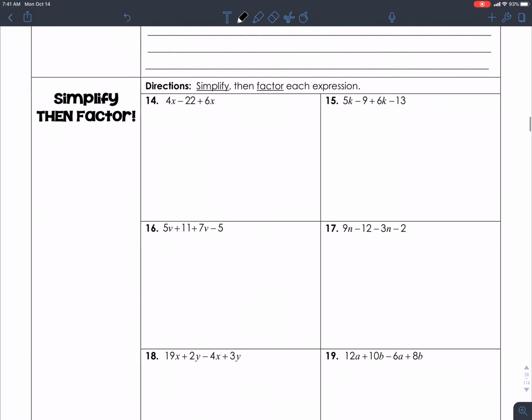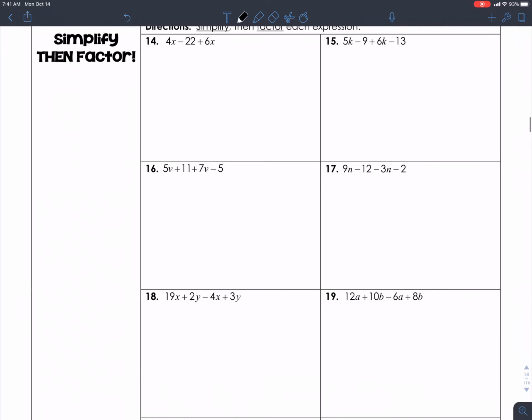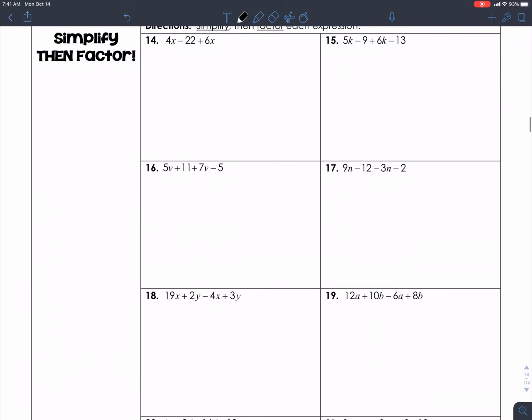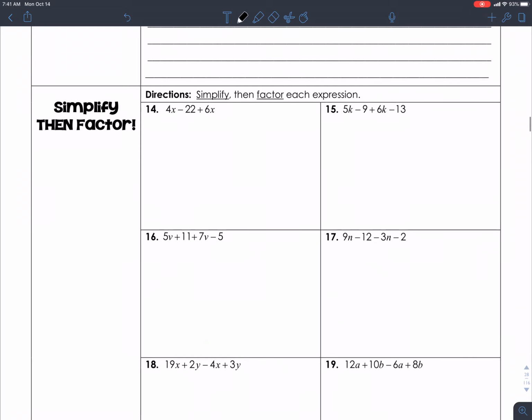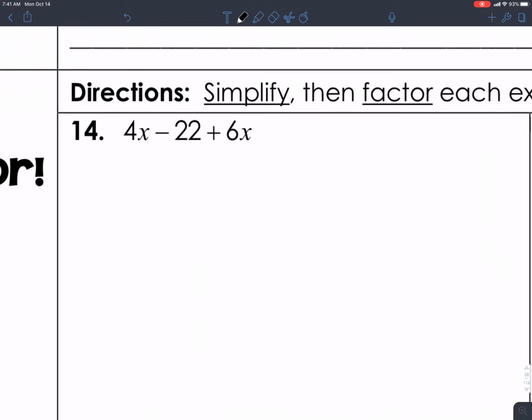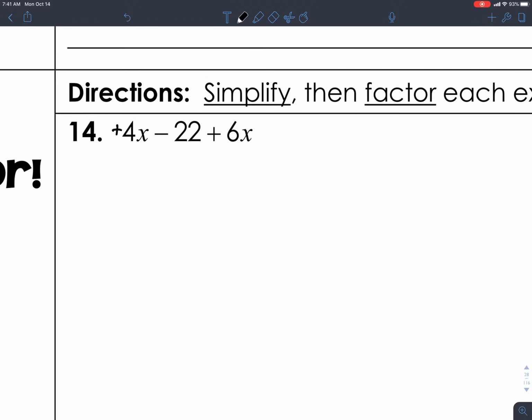Let's look at a few of these ones down here, because I still want you to do 15, 17, 19. You're going to do all the odds today. But let's look at 14. We're going to simplify it, then factor it. Well, this is a positive. Let's look at 14. That's a positive 4x.